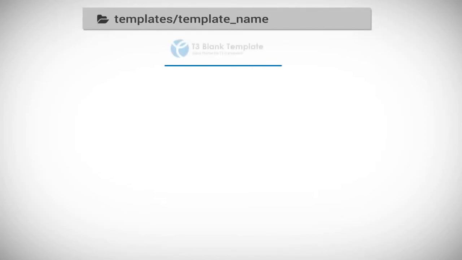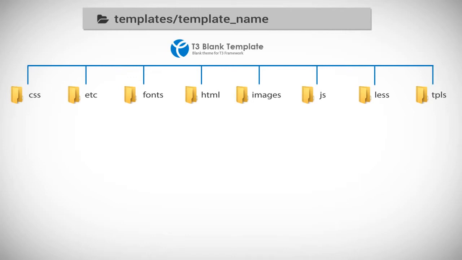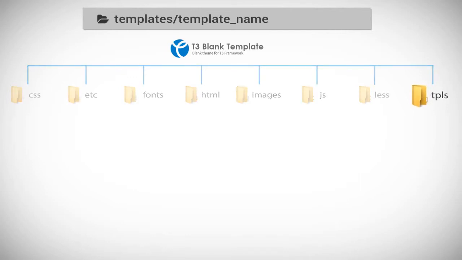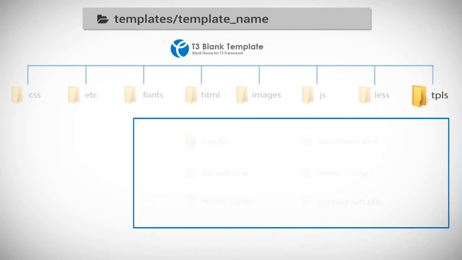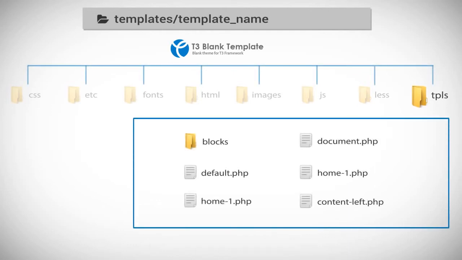The second section of this video is about the folder structure of your template developed within the T3 framework. Go to Templates, then your template name. There are two folders that we often interact with, TPLS and less. The TPLS folder contains all layout files and block files. You can add new layouts, customize any existing layouts, blocks, or make many adjustments using files inside of this folder.